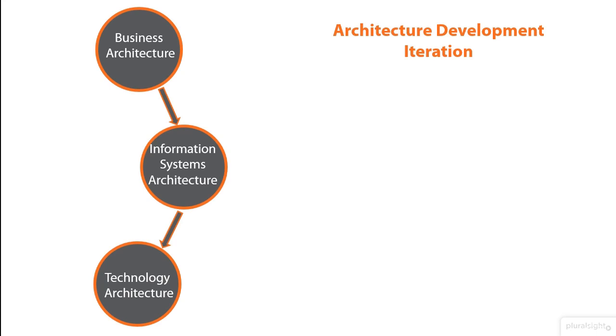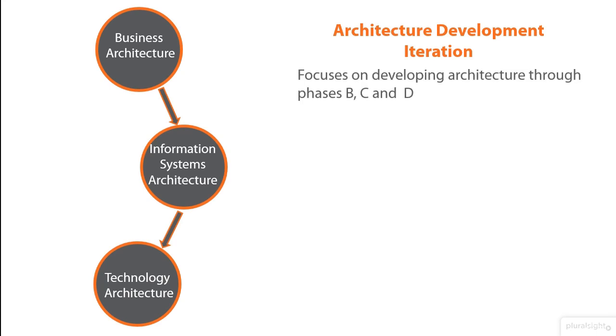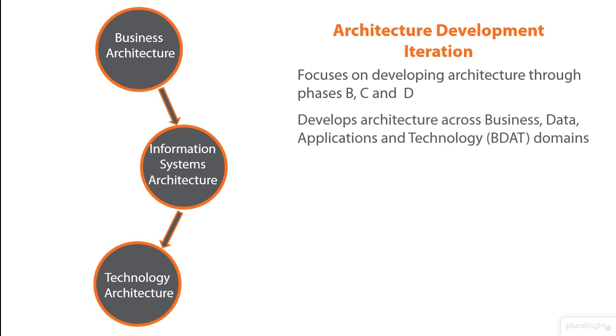This iteration primarily focuses on developing the architecture through phases B, C, and D across four architecture domains of business, data, applications, and technology, often referred to as the BDAT architecture domains. Although different domains of architecture are worked on in each architecture phase, there are a lot of commonalities in the approaches taken in the phases B to D, as all of them incorporate the following four steps.